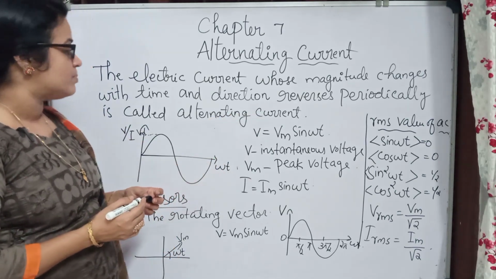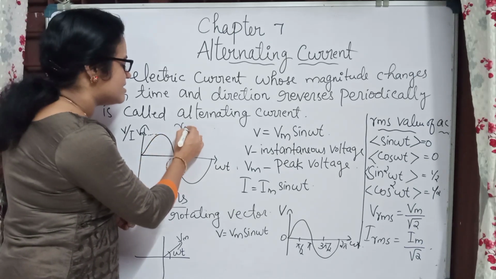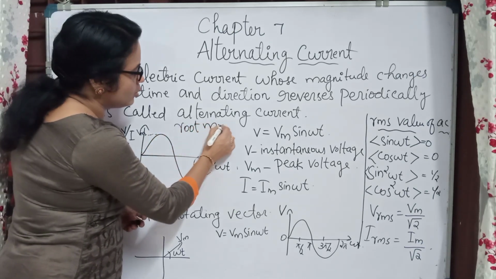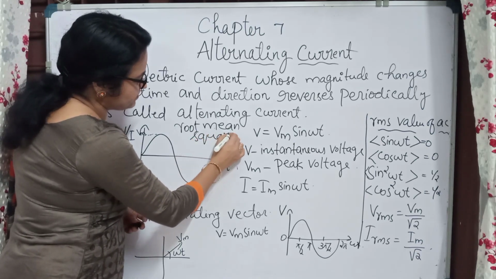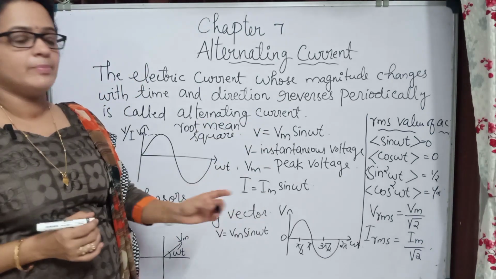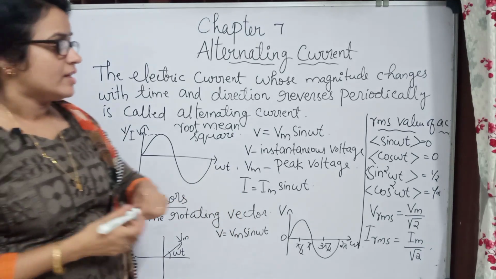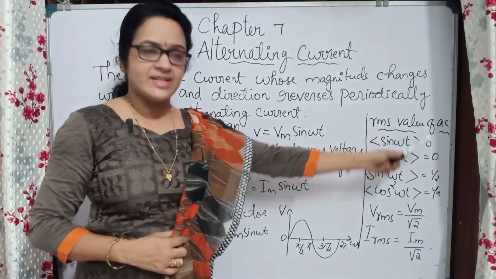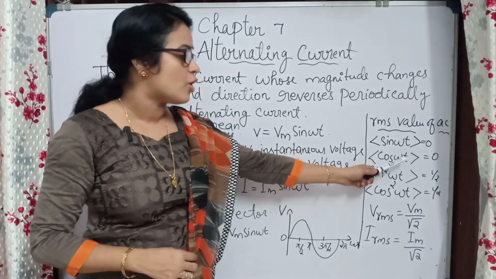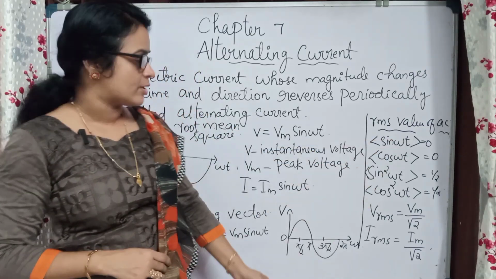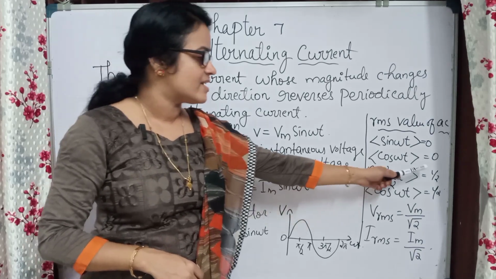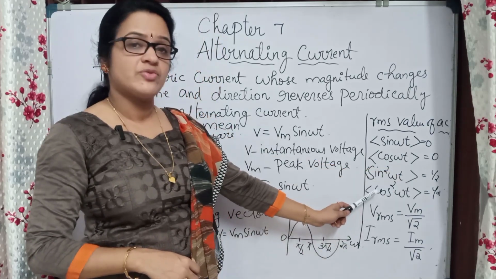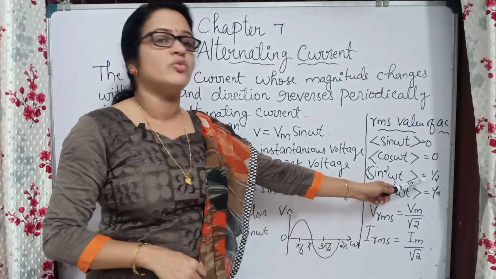RMS means root mean square value. Root mean square. So that is very important. That means we have the average value of sin omega t is equal to 0. Then the average value of cos omega t is also equal to 0. And the average value of sin square omega t is equal to 1 by 2, and the average value of cos square omega t is equal to 1 by 2.